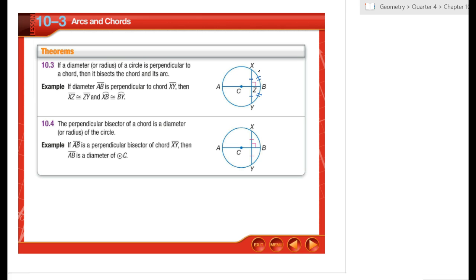Okay? Or vice versa. If you know that the chord is cut in half and it's perpendicular, then we know that BC is the radius, or AB is the diameter. Same thing. Okay? So these work the same. It's the if and only if type of situation. Back and forth. So you know one, then the other one works.